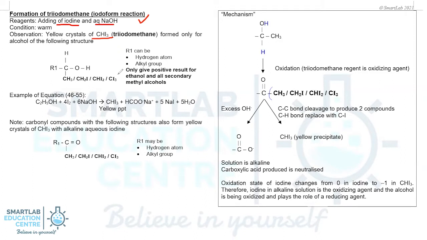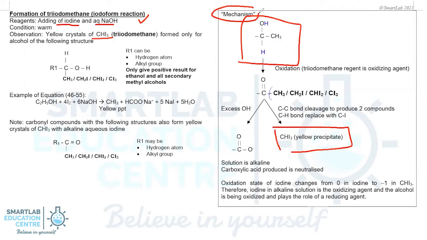So let's take a look at the specific alcohol structure. For alcohol with this structure, it would be able to produce CHI3. So this is actually a fake mechanism, not the actual one. The actual one comprises more than 5 steps. But this is a simplified mechanism which allows you to understand what is going on inside the reactions.